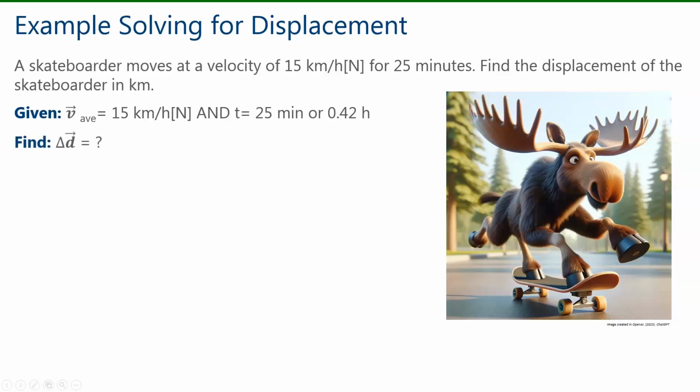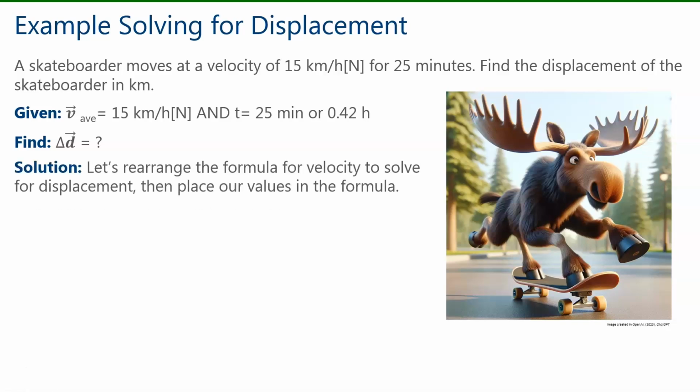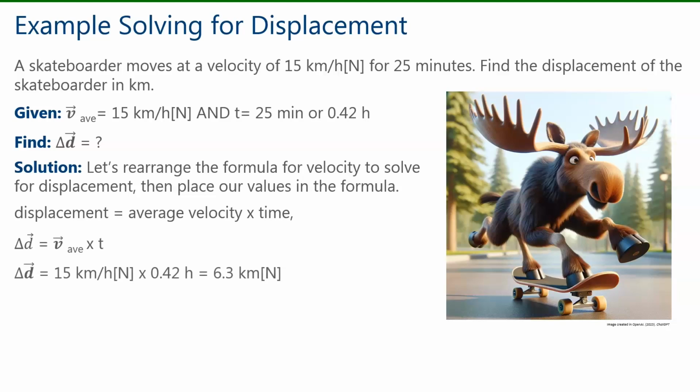The next thing we need to figure out is what we're asked to find, and we're asked to find the displacement. To solve this problem, we will rearrange the formula for velocity to solve for displacement. Then we'll place our values in the formula. So the formula for displacement is average velocity times time. Our average velocity is 15 kilometers per hour north, times our time of 0.42 hours. That gives us 6.3 kilometers north. In 25 minutes, the skateboarder traveled 6.3 kilometers north.